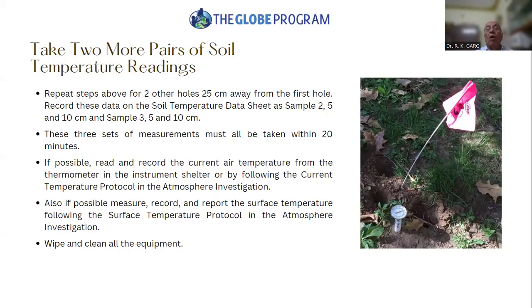Then all the instruments are wiped, cleaned, and kept safely for use on another day, or after a week, or after a month, or in another season. Next, please.